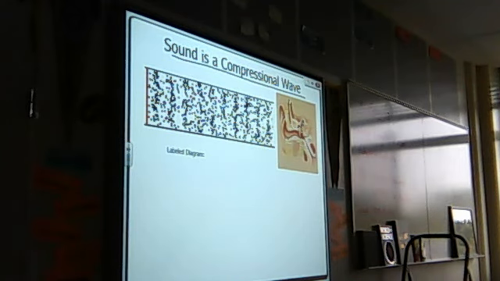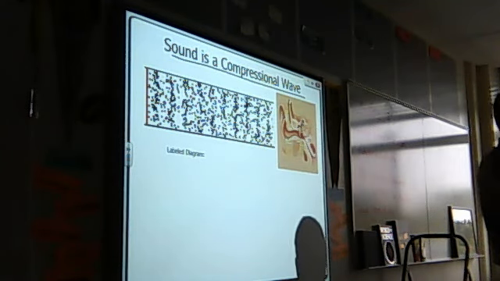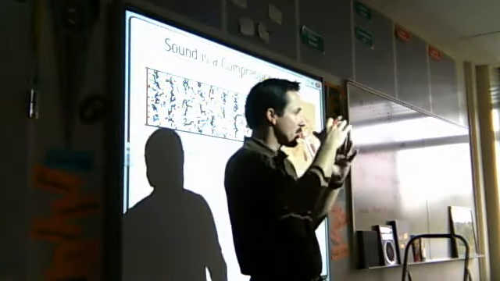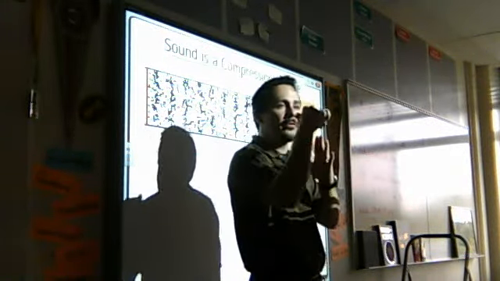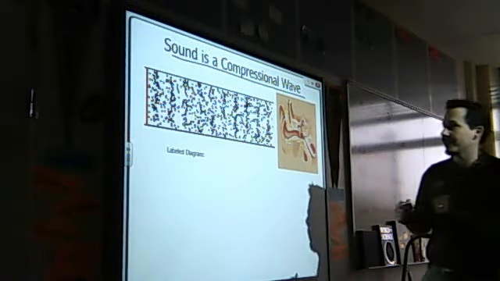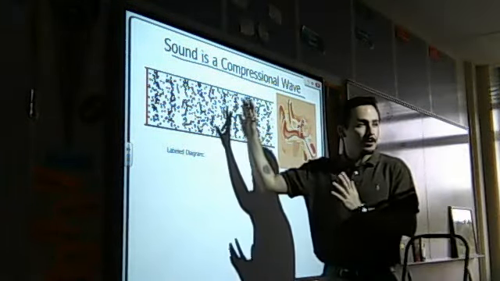Now it's a compressional wave as opposed to a transverse wave. Transverse waves are the waves that look like this, the waves that have crests and troughs and all that kind of stuff like we talked about. Compressional waves look like the dominoes that you've been knocking down. So to draw one, we're going to draw it really strange.